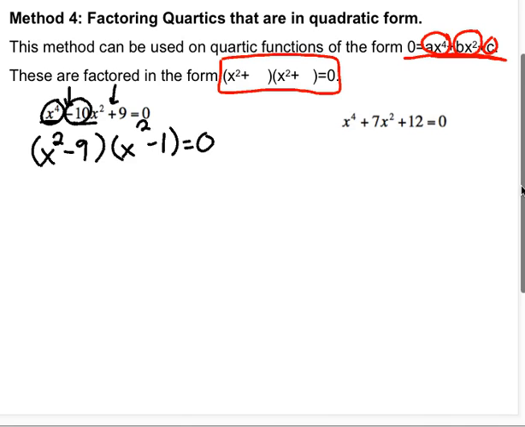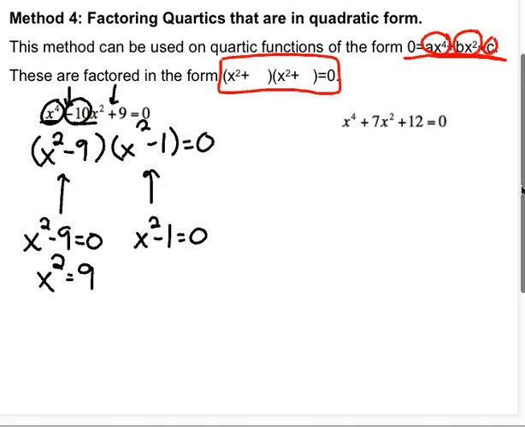So again, the factoring isn't that difficult. The only thing you have to know is that you're dealing with x squared instead of just x's as you're factoring. And now both of these, we solve independently using the zero product property. So x squared minus 9 equals 0. X squared minus 1 equals 0. So solve by square rooting.